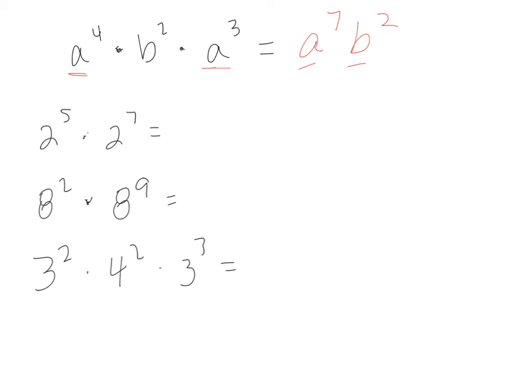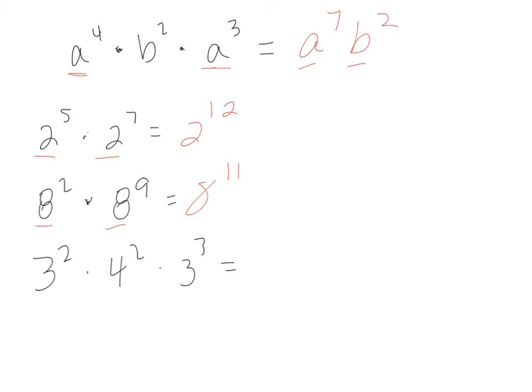The next example, 2 to the fifth times 2 to the seventh. These bases are the same. Keep the base. 5 plus 7 is 12. A squared times a to the ninth. These two a's are the same. 2 plus 9 is 11.